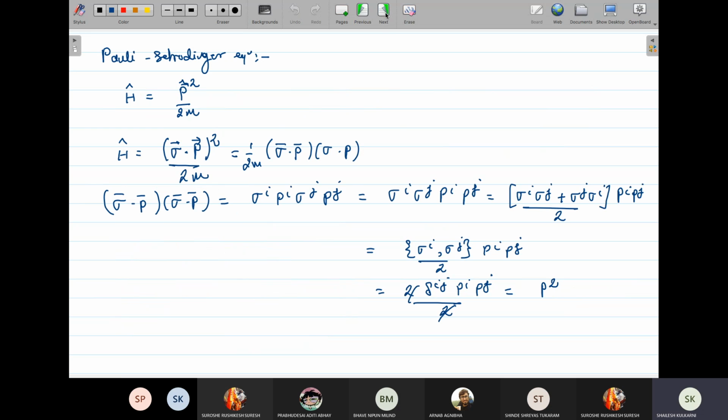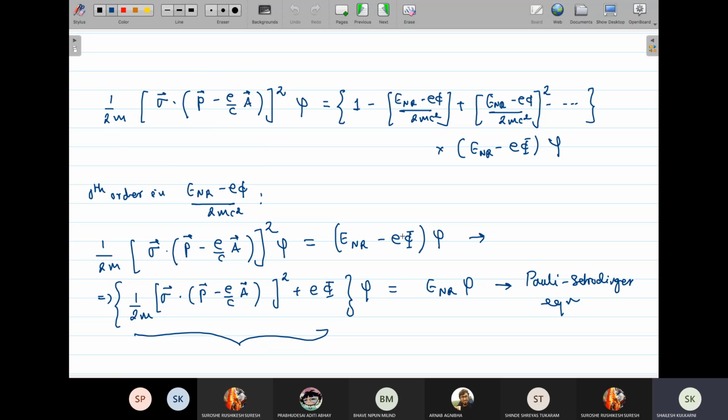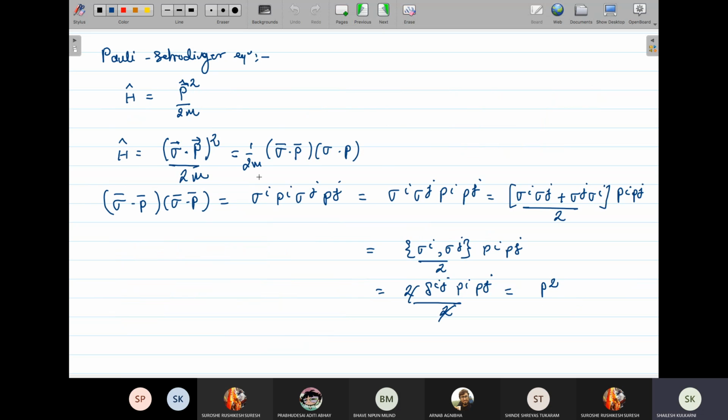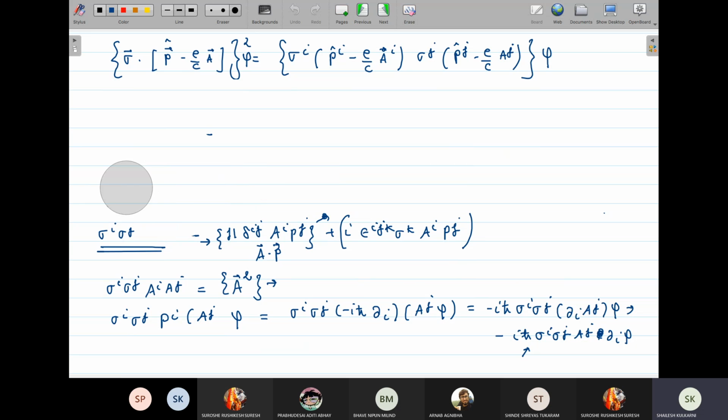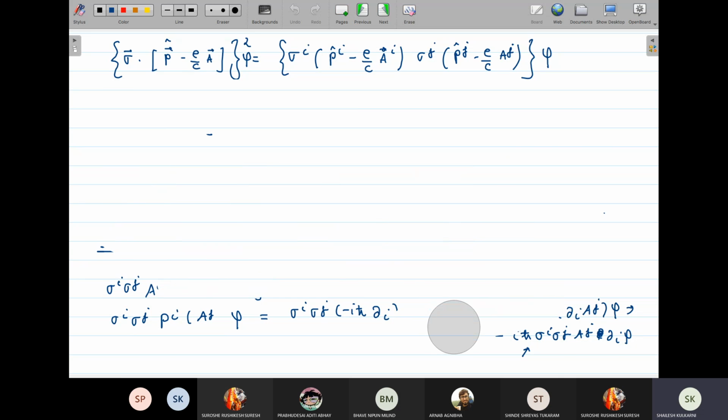We have also shown that this zeroth order Dirac equation gives me the Pauli-Schrodinger equation. So now we are trying to simplify this term, sigma dot (p minus e by c A). Let me redo this calculation a bit, as there are some mistakes.